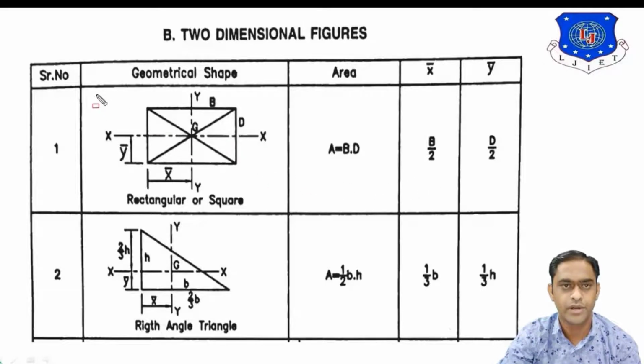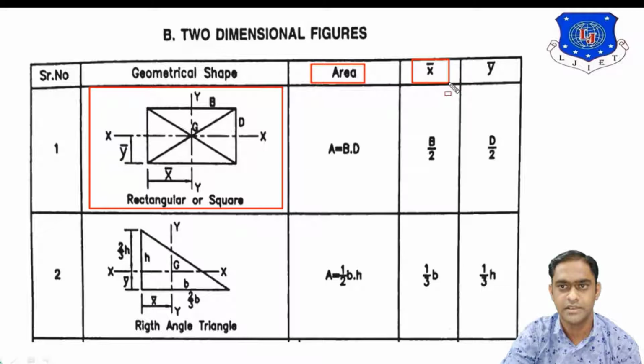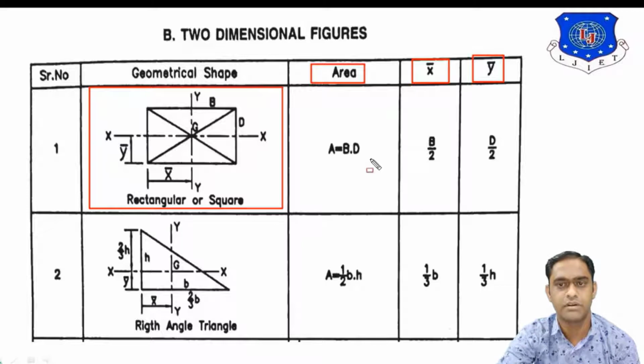There are two geometrical shapes. First one is rectangular shape or square shape. You just concentrate on three values. First one is area, second one is x bar, means x coordinate of center of gravity, and third one is y bar, means y coordinate of center of gravity. Let us see how it works.